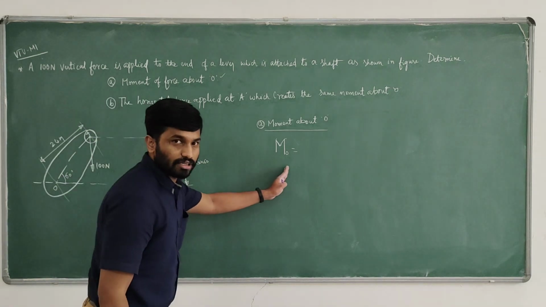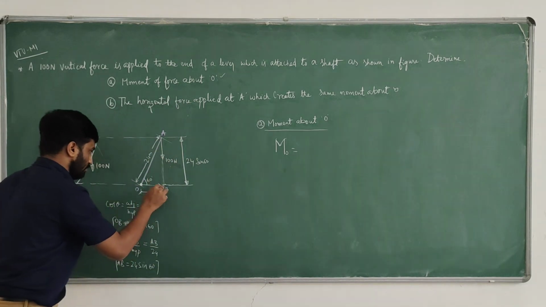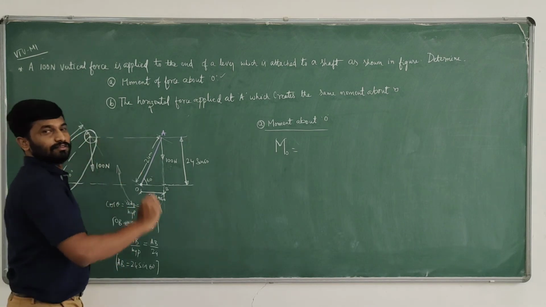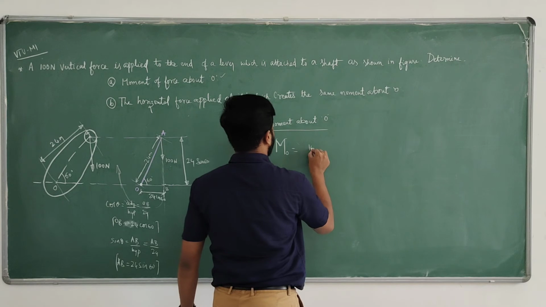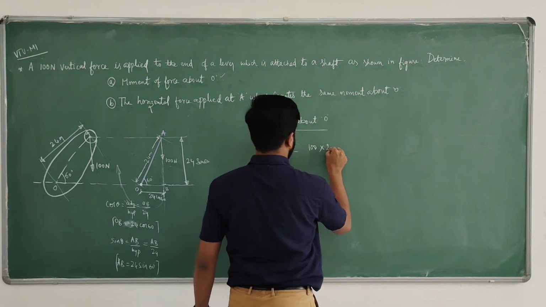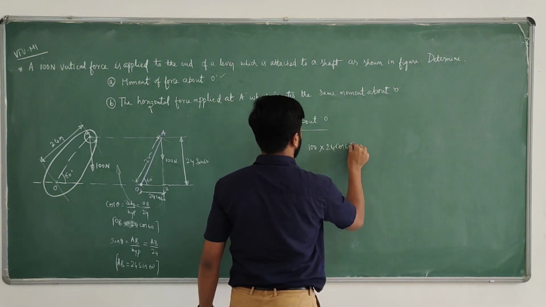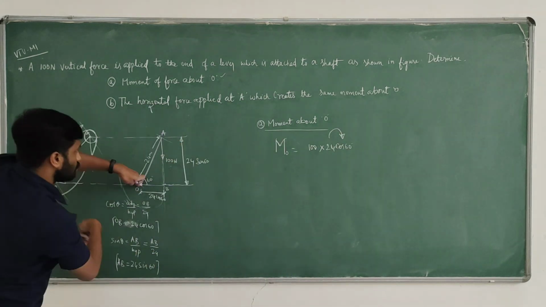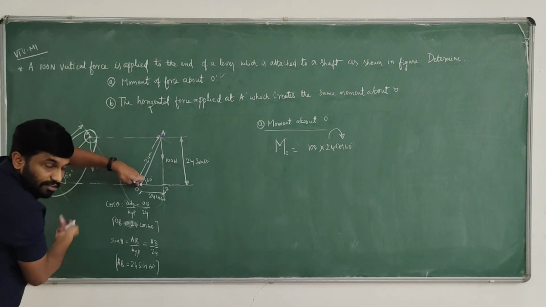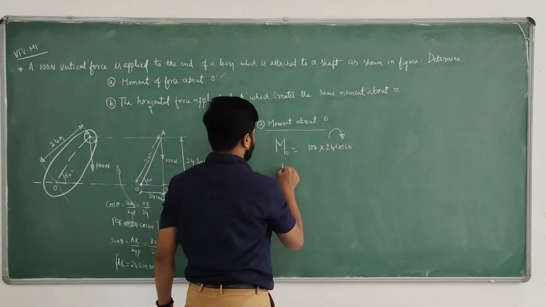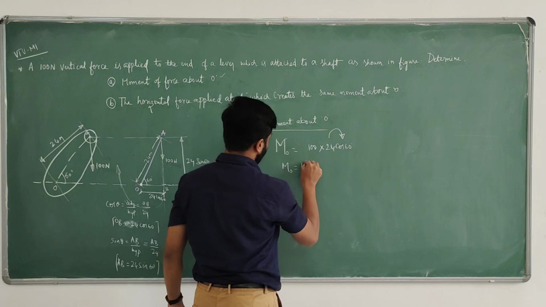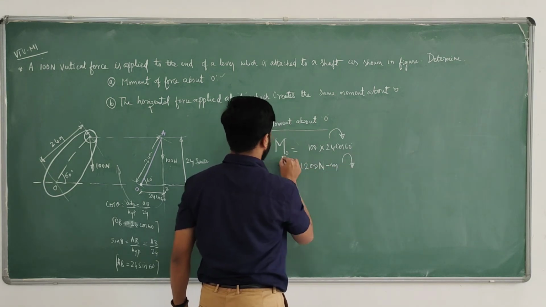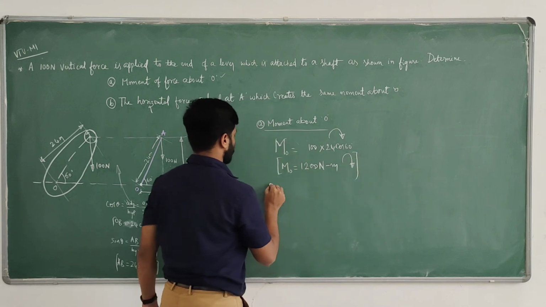Now we require M0. M0 equals this force of 100 Newton. With respect to O, in which direction will it turn? Clockwise. Therefore 100 multiplied by 24 cos 60, clockwise positive. It will rotate in the same direction, clockwise. So M0 equals how much? 1200 Newton meter clockwise. This is over.